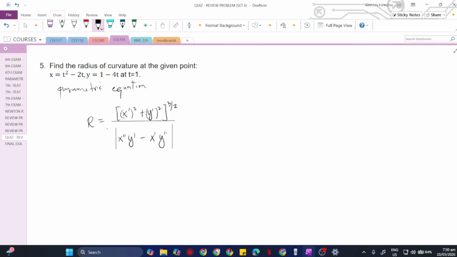So, una is to determine muna yung x prime. That is equivalent to 2t minus 2. Then, yung x double prime will be equivalent to 2. Yung y prime is equivalent to negative 4. Yung y double prime is equivalent to 0. Okay? And then, itong 2t minus 2, let's evaluate. t is equivalent to 1. So, 2 times 1 minus 2 is obviously equivalent to 0. So, meron na tayong value ng x prime, x double prime, y prime, and y double prime.